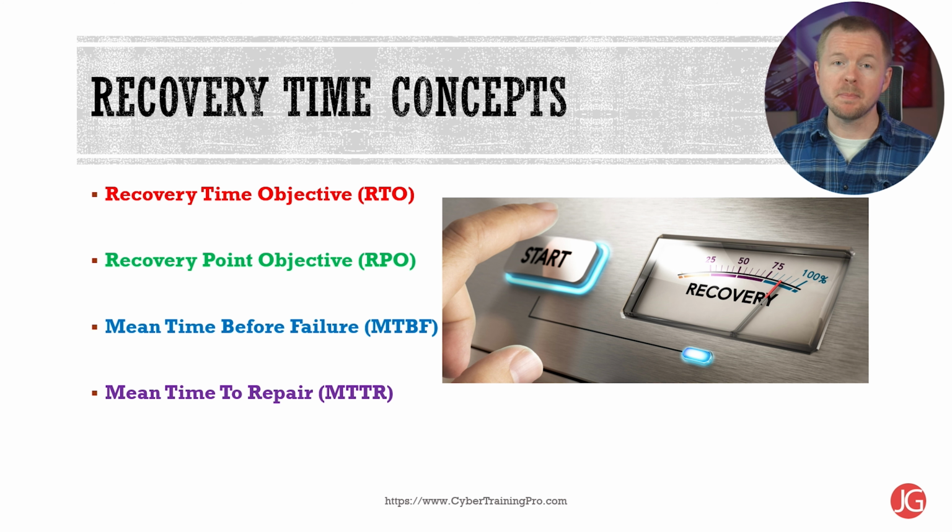An example using RPO is if an organization was okay with losing data from yesterday's backups as long as we have all the data prior to that. Mean time before failure, or MTBF, measures a system's reliability represented in hours. For example, we might expect a hard drive to fail every 2,000 hours, so the MTBF is 2,000.